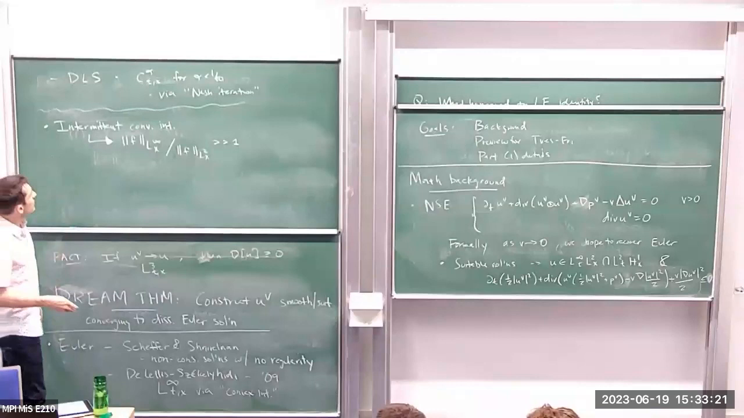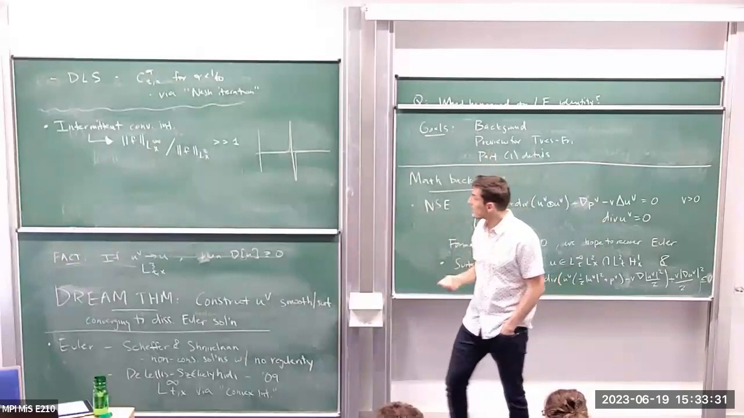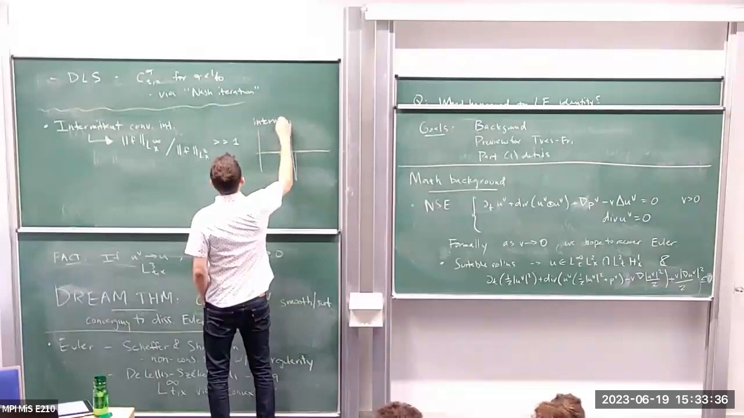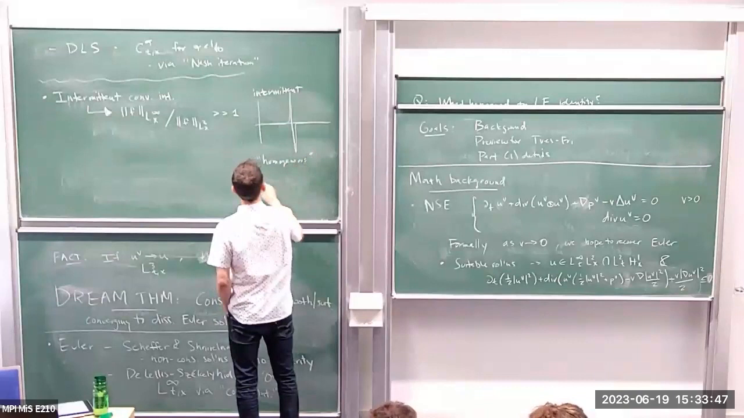So you can think of this as a function which has a very thin but sharp peak. This would be an example of something which is intermittent. And you can contrast that with something which could be called homogeneous, and that would look just like that.